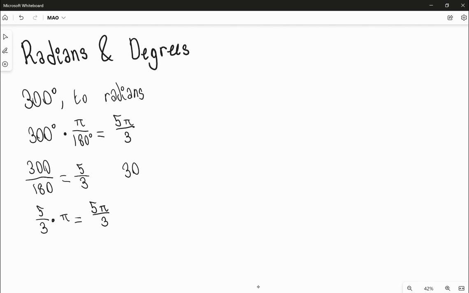So that means 300 degrees is equal to 5 pi over 3 radians. Okay, let's do one with radians. Let's convert pi over 6 to degrees.